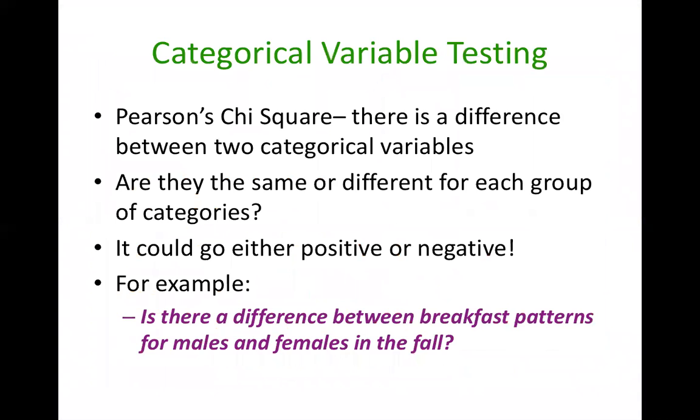Now, what if we had 2 categorical variables and we didn't have that numerical? Well, the test we run for that is called Pearson's chi-square, and that's looking at the difference between 2 categorical variables. So are they the same or different for each group of categories? One good way to think about that is, is there a difference between breakfast patterns for males and females in the fall? And remember, we previously talked about that variable, meal pat 1, that was set up in ordinal categories about how often somebody ate breakfast.